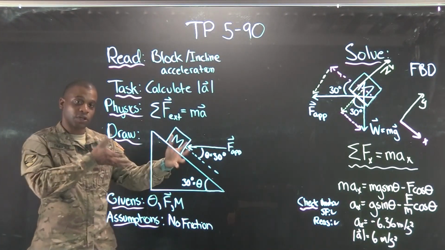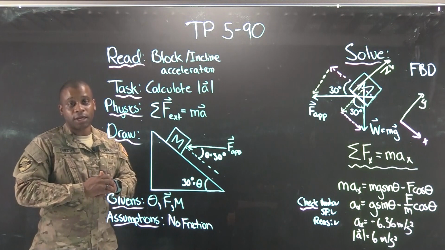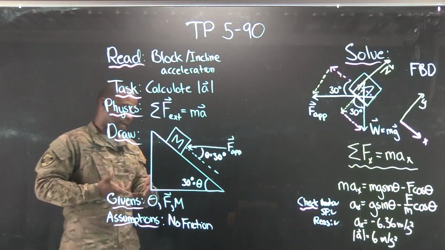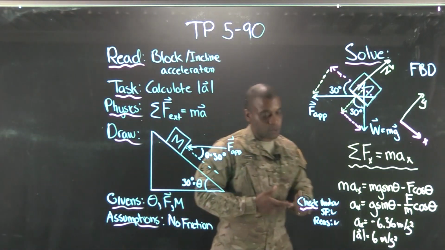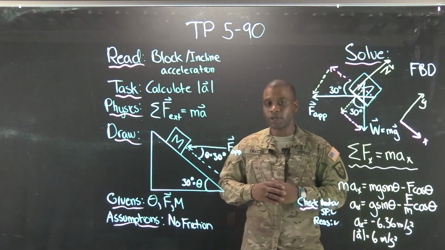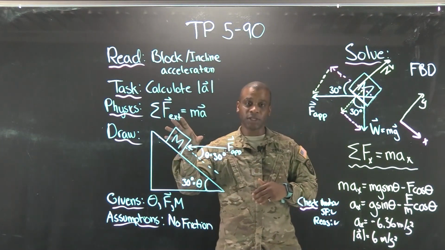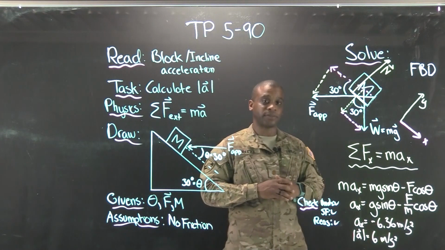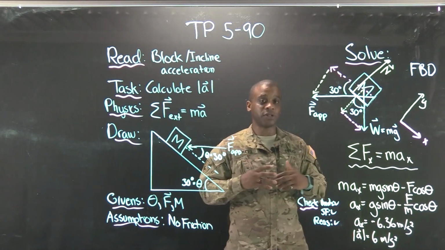In my draw step, I just recreate the mass on the incline. They gave us theta, the magnitude of the force, and the mass of the block. And we're going to assume that there's no friction between the block and the incline. Next, we're going to move to our solve step.